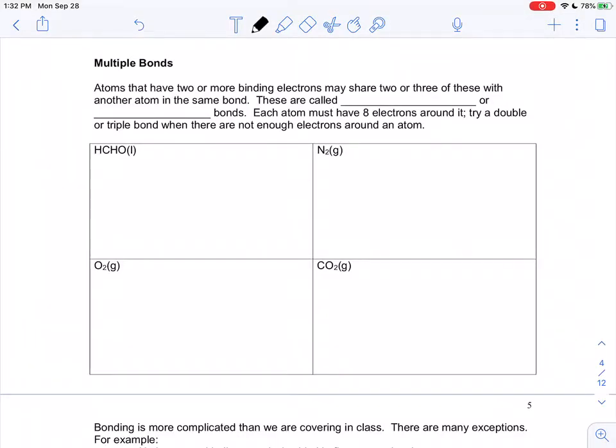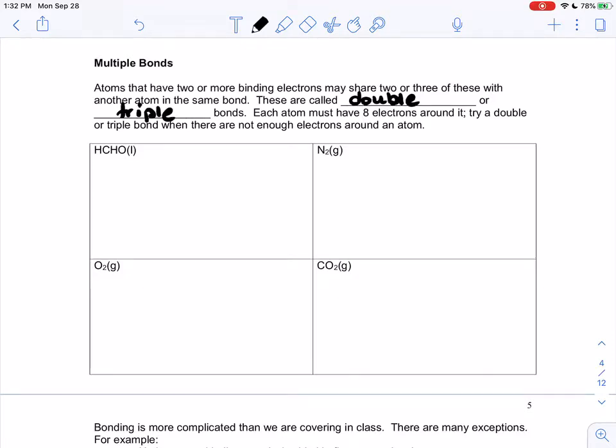Our next thing that we need to learn about when we look at covalent bonding is atoms that share more than just one pair of electrons. And these atoms have multiple bonds. And we can have either double or triple bonds. So these types of bonds are double or triple bonds.